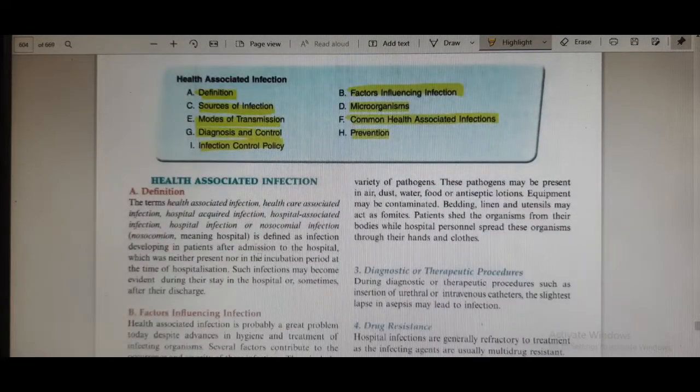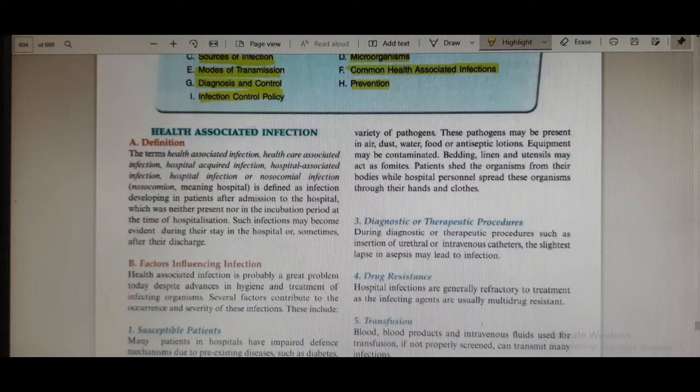Going firstly to the definition of health associated infection, the terms health associated infection, health care infection, hospital acquired infection, hospital associated infection, hospital infection, or nosocomial infection are one and the same. Here nosocomial means hospital. So these are the different terms that are used for the same health associated infection.